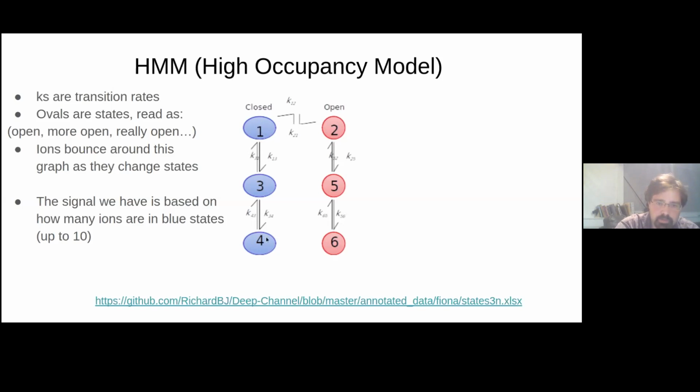There are several closed states and several open states. Each open state produces the same amount of current, so there's lots of degeneracy here. If we have a certain amount of current, then we can possibly predict how many channels we have in the open state, but we don't know exactly where they are just from that current reading. Again, that's what makes it a hidden state. And the actual signal is based on how many of the ions live on the left-hand side.